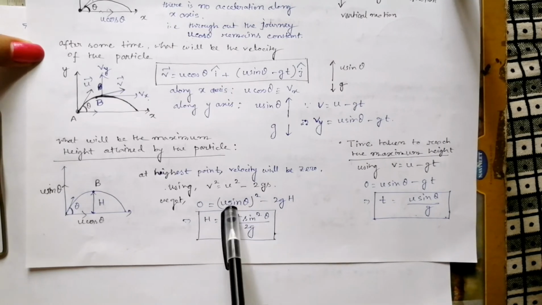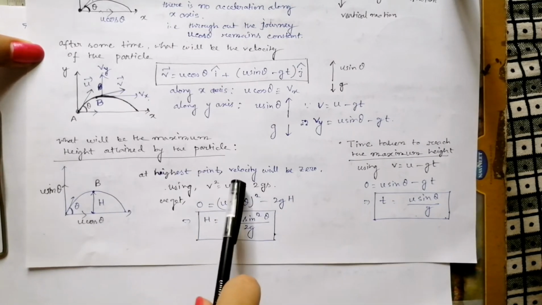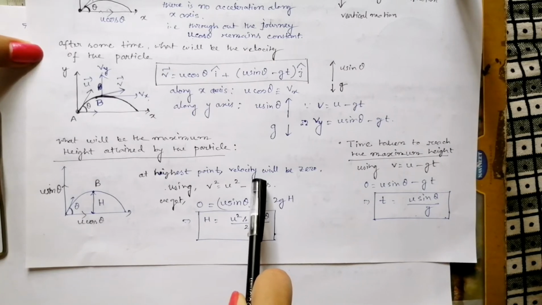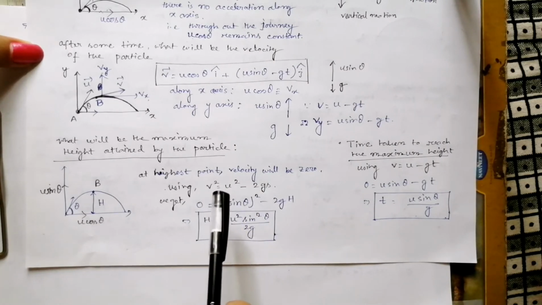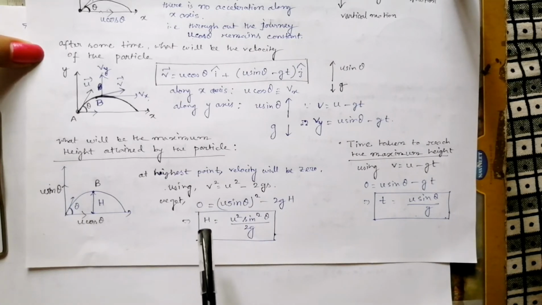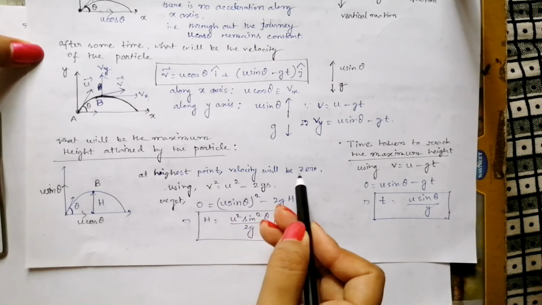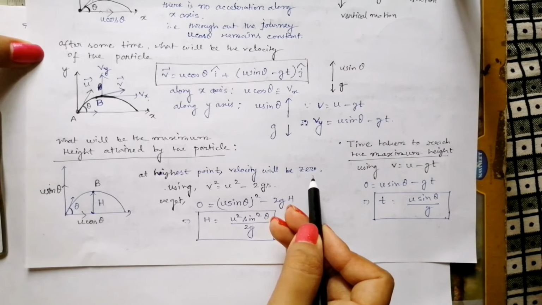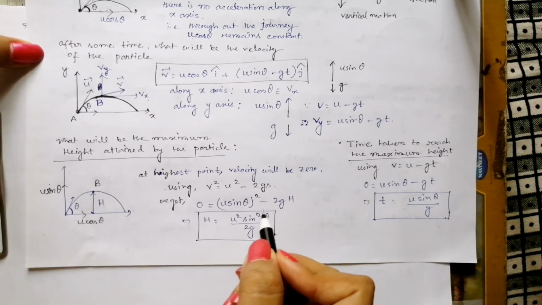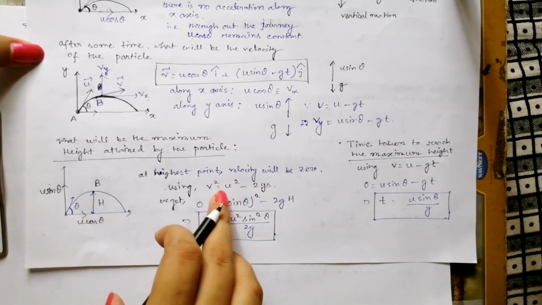Now how did I get it? Let's see. At the highest point, we all know that for a very small time, velocity becomes 0. So if I use this formula, v square is equal to u square minus 2gs, what am I getting? Final velocity is 0, as at the highest point the particle will stand for a very little time, so v will be 0. And what is u?